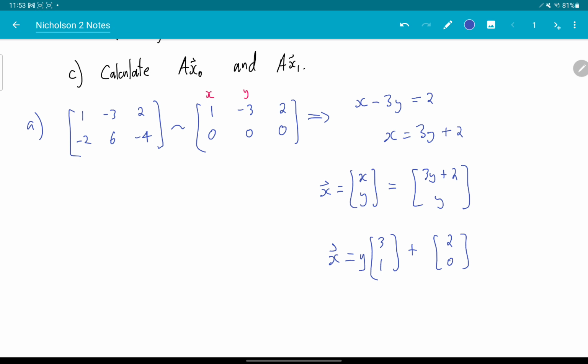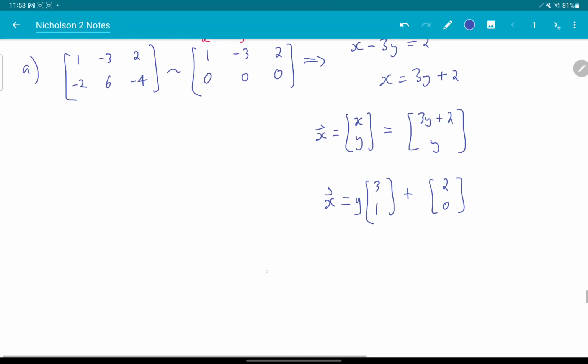Part B is to identify x0. So x0 is the general solution to Ax equals 0 in vector parametric form.